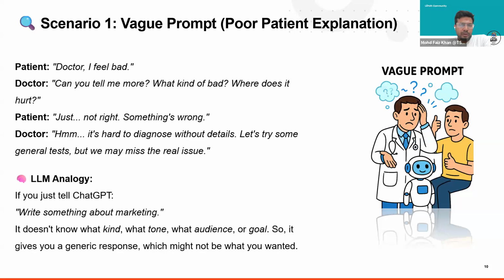So in order to explain the prompt with a real world example, you can see how a vague prompt will impact your conversation. Scenario one, we are going to cover the example of a patient and doctor conversation. If I visit the doctor and say I feel bad, this is just one phrase, and the doctor cannot diagnose with this. Like, if you are feeling bad, what problem exactly do you have? Can you tell more about it? What kind of bad? Where does it hurt, right?